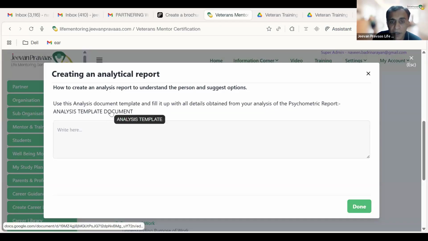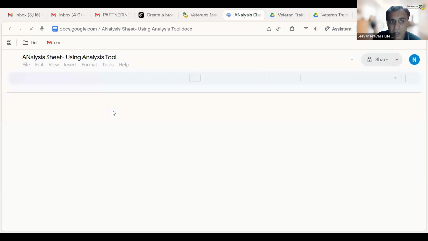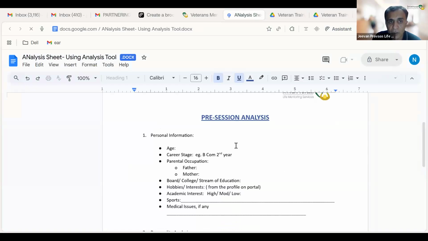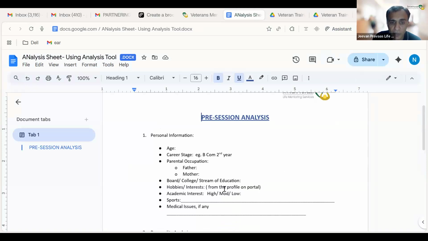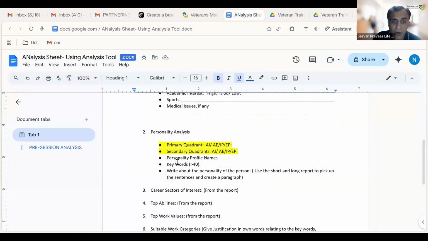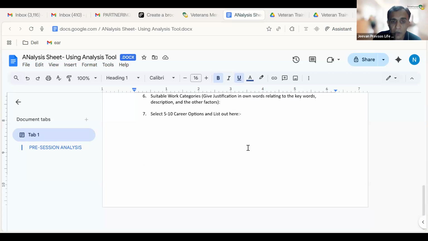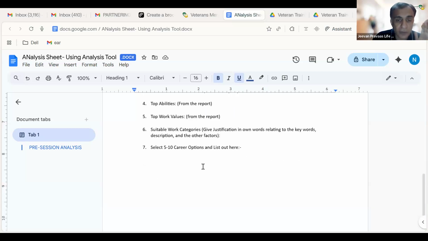do the analysis report. The analysis template document has been uploaded here, so it will open like this. This is the pre-session analysis that you have to fill up for this particular case. So say what is the background of the student? What does the father do, the mother do? What is the board, college, stream of education? What are their hobbies, interests? What is their academic interest? Any sports, any medical issues? What is the primary quadrant? What is the secondary quadrant? What is the profile name? Keywords. Write about the personality of the partner. Use the short and long report. Career sectors of interest, top abilities, top work values, suitable work categories, and 5 to 10 career options.